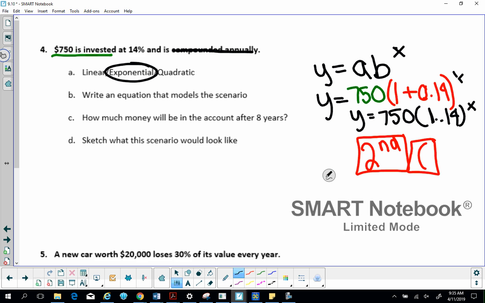How much money would be in the account after 8 years? Where do you think I put that 8? Good. So I'm going to rewrite this and put it right into my calculator, or you could put it into table and find when your X is 8. Either way, it's the same exact thing. Who can tell me how much he would make?